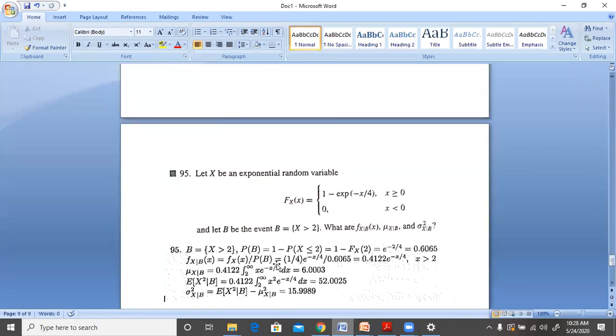Having got this, we need to find the conditioned PDF. Conditioned PDF will be fx by pb in the range which corresponds to x greater than 2, that is 2 to infinity. You can write x greater than 2 or 2 less than x less than infinity, either of the two. But we don't know this small fx. We know the capital Fx, which is the CDF, but we don't know the PDF. So to find the PDF, we need to differentiate this with respect to x. For x less than 0, if you differentiate 0, you will still get 0. Whereas for x greater than 0, you will get minus of minus 1 by 4.